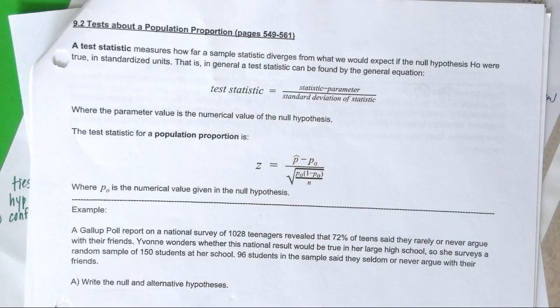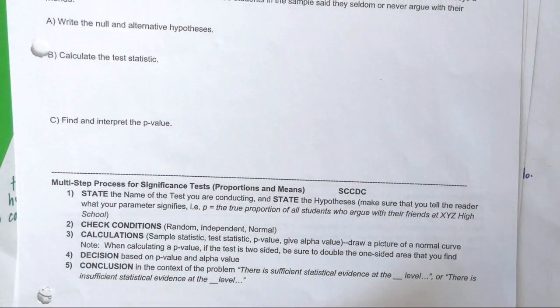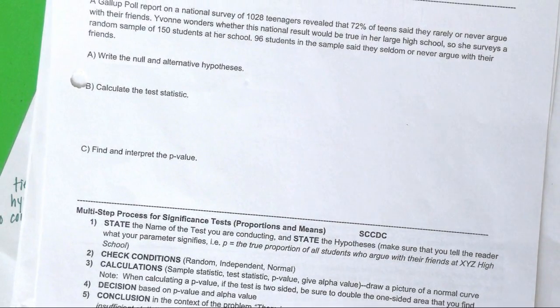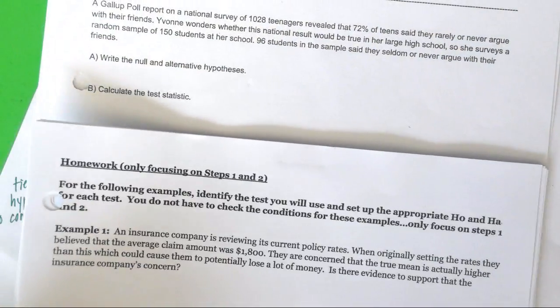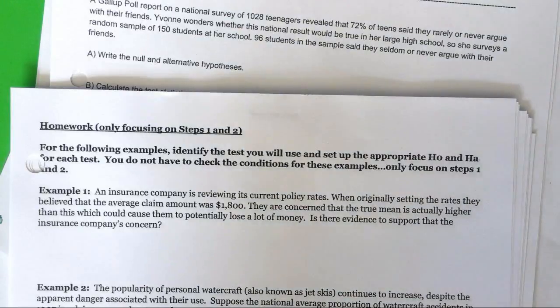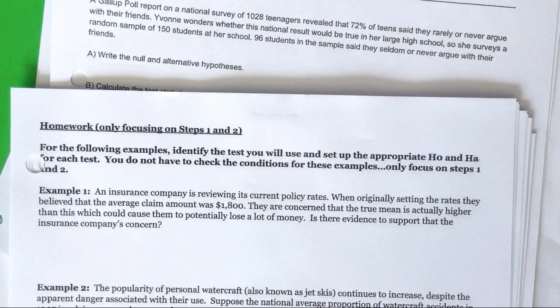If you were wanting to get ahead, because I'm going to hand you something tomorrow and say it's homework. You see how there are 5 steps down here? State, check conditions, calculations, decisions, conclusions, all that jazz. Your homework for tomorrow is kind of similar to that. You can go ahead and knock it out now. You have to read through an example, write the H0 and the Ha, and identify which test you will use. If it means I'm using a t-test, and if it's proportions, I'm using a z-test, but it's normally called a t-test.